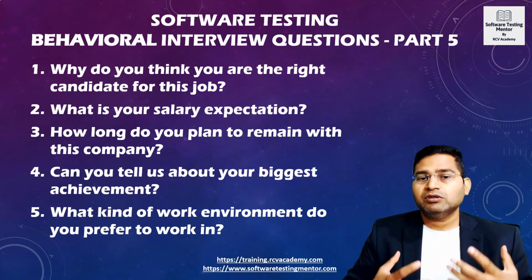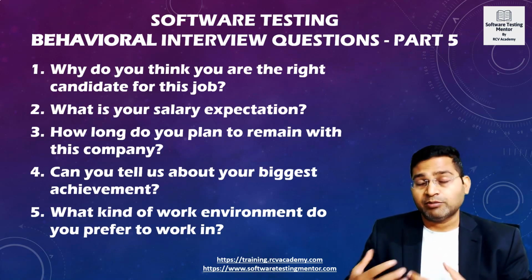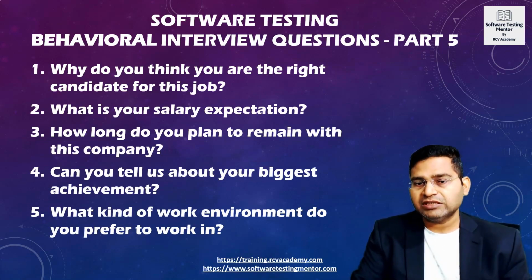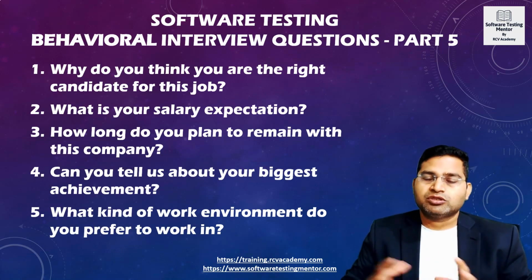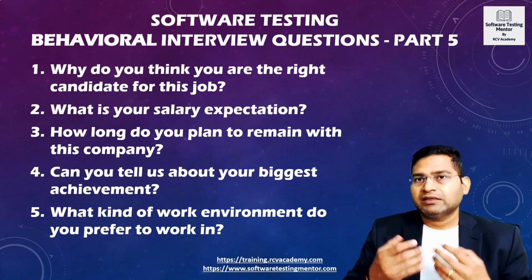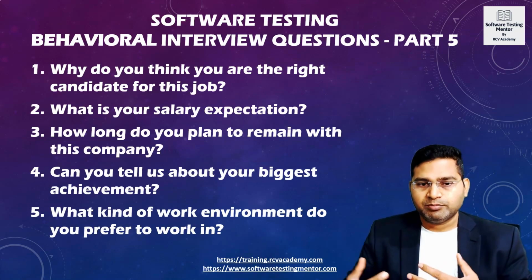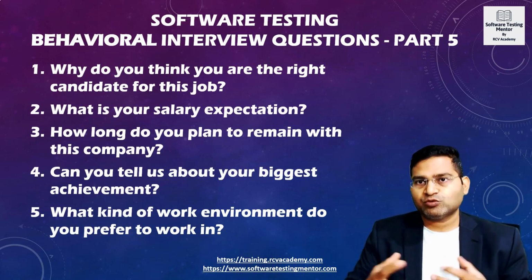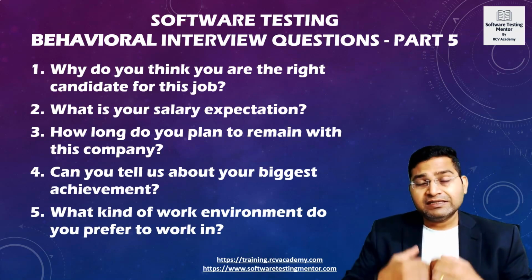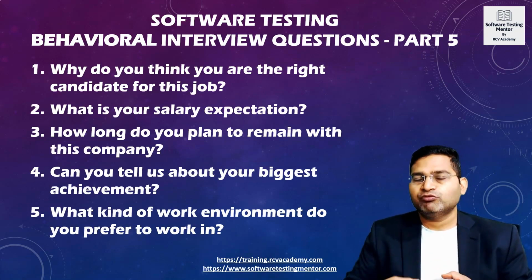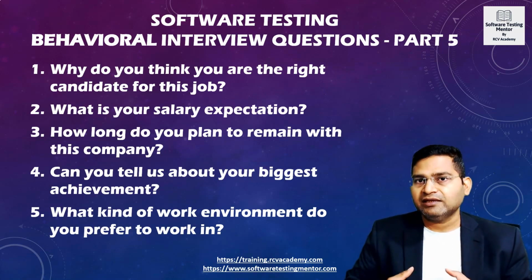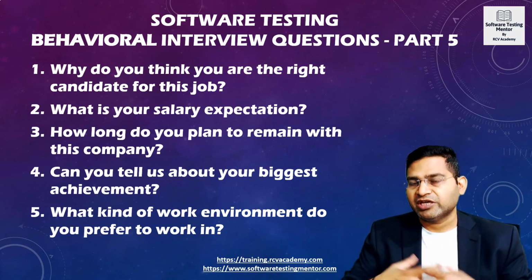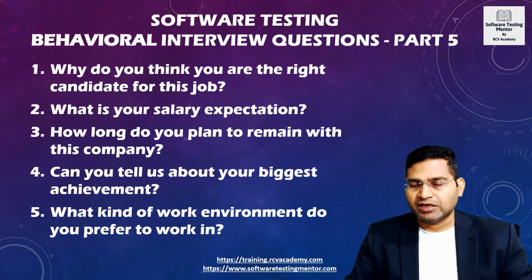Fourth question is around, can you tell us something about your biggest achievement? So it could be your achievement during the college or during your past projects. What is your biggest achievement that you think? Then the last question or fifth question of this particular part is, what kind of work environment do you prefer to work in? So let's quickly go ahead and start understanding these questions, why interviewers ask these questions, and then what should be the right way to answer these questions in any of the behavioral interview question and answer round.